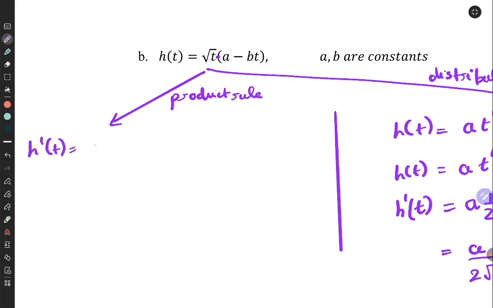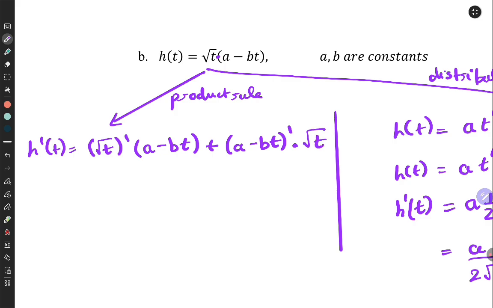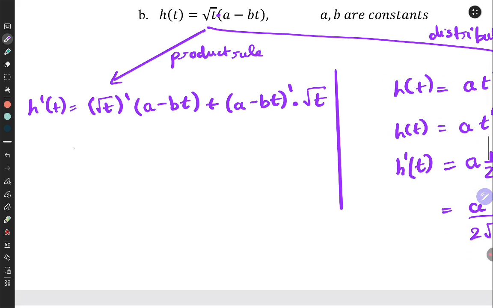Okay. A. So where did you get that from? The derivative of this, right? Yes. Multiply by A minus BT. Okay, what next? Plus the A minus BT, the derivative of it, and square root of T. Right. Okay. So you only take the derivative at 2 places. Square root of T, which is 1/2.